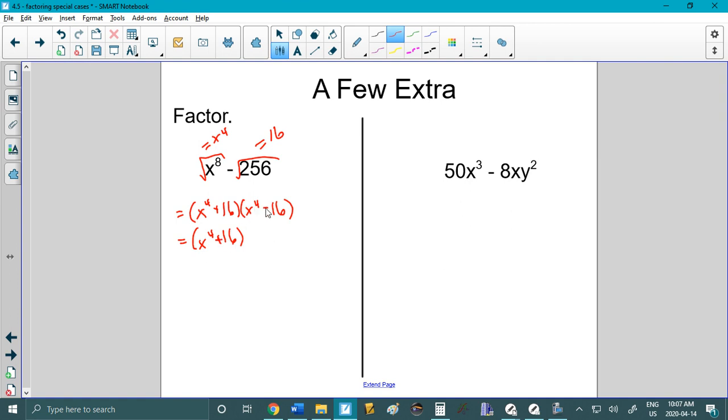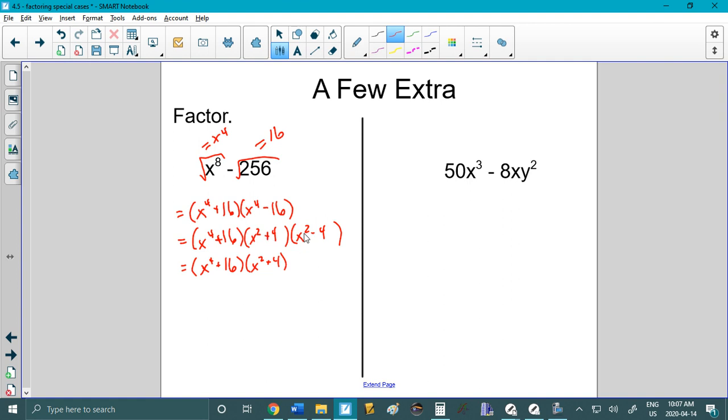Now let's look at the next part. X to the 4 minus, okay, so these are both perfect squares, and they're being subtracted. So the square root of x to the 4 is x to the 2. The square root of 16 is 4, so x squared plus 4, x squared minus 4. Now, I know that this bracket's done. This is like my favorite question, by the way. I love giving these, and I love making them. Okay, so these, obviously, this is adding, so it's not a difference of squares.